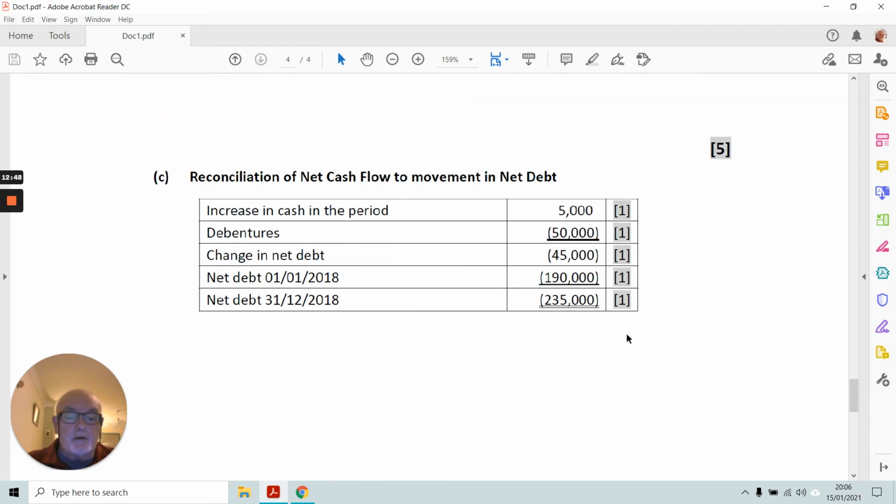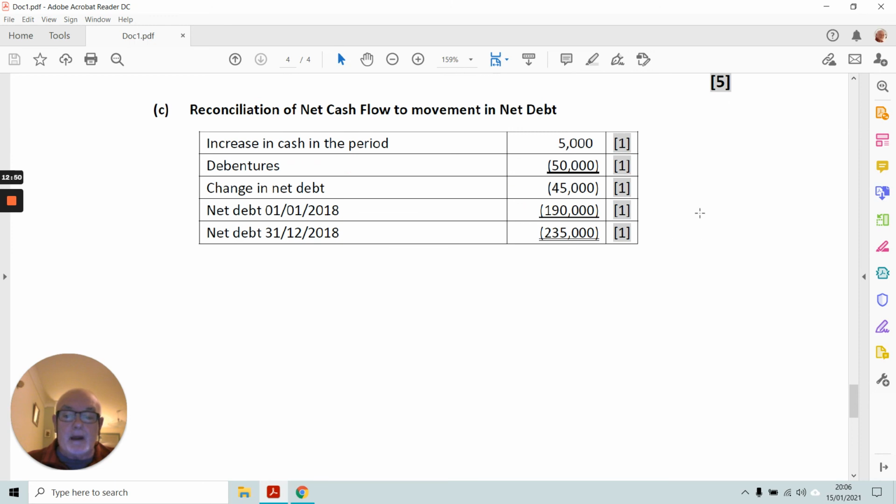The final part of the solution is for 5 marks, and it's the reconciliation of net cash flow to movement in net debt, and we'll deal with that separately.